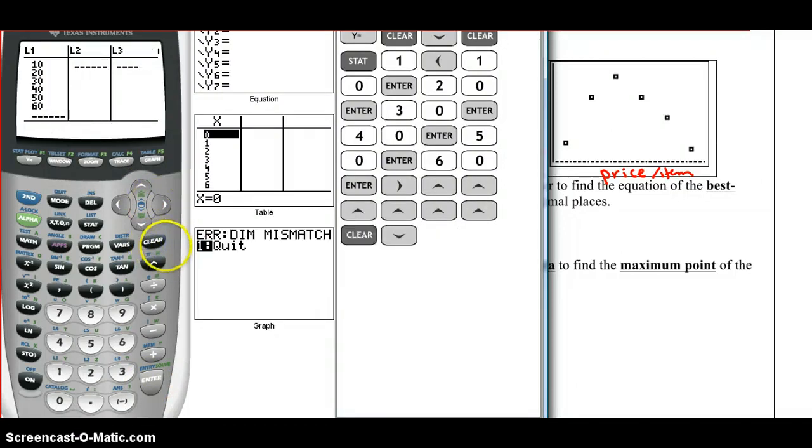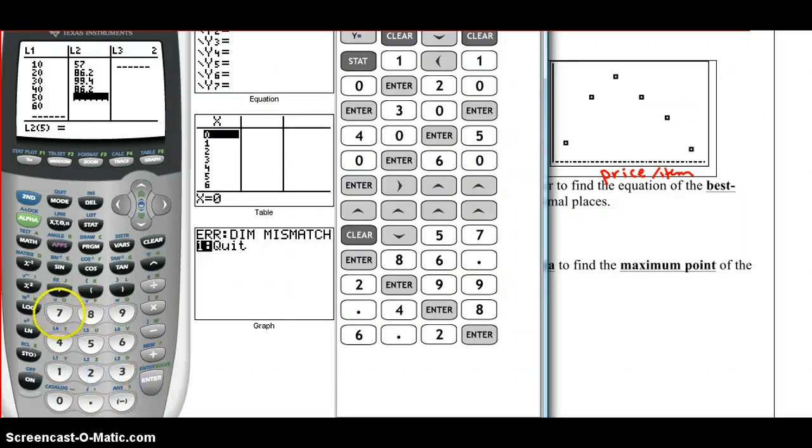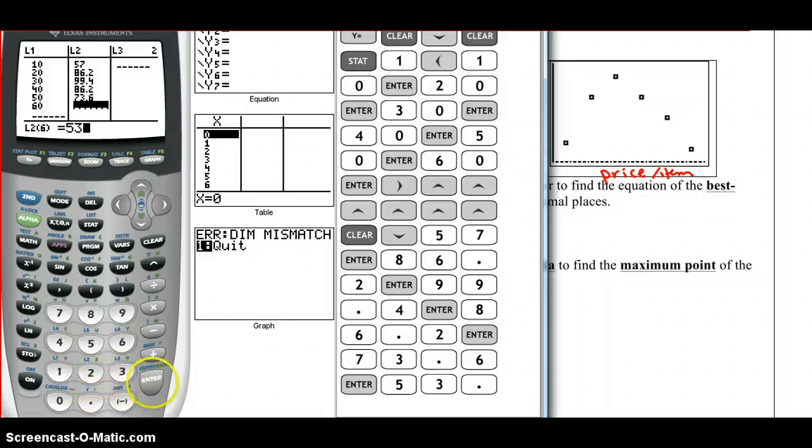And let's clear out L2. And in L2 we're going to put 57, 86.2, 99.4, 86.2, 73.6, and 53.2.